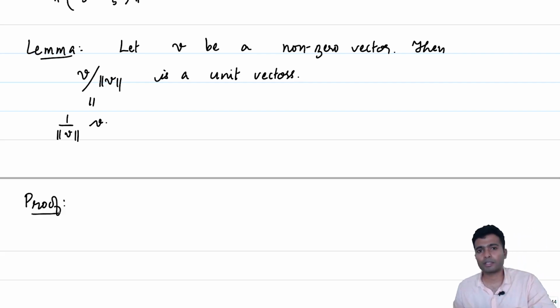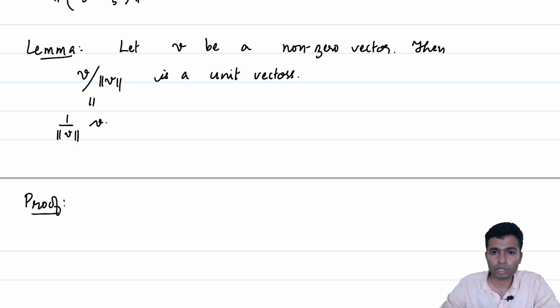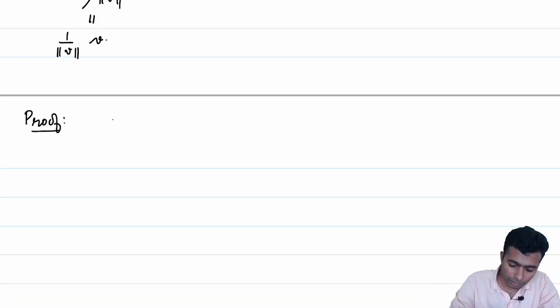The only thing to check is that the length of this vector v by length of v should also have length 1. So let's see what the length of that vector is. So what is v by the length of v? This is what we would like to see.